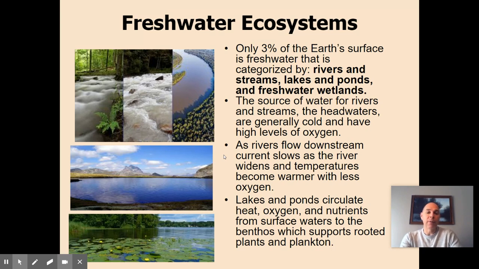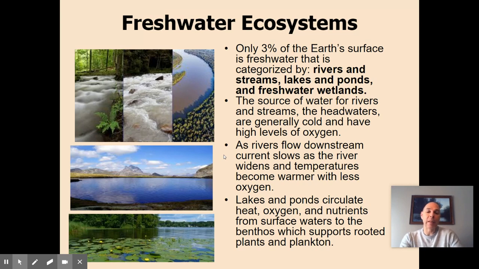Waters that are fairly slow moving to stagnant are what we call lakes and ponds. Not that they're stagnant necessarily, but there's certainly less water flowing through lakes and ponds. But within a lake or a pond, what's a little different than in, say, a river is that heat and oxygen may circulate from top to bottom, and nutrients certainly fall from the surface waters to the bottom, which may support rooted plants or certain types of plankton.